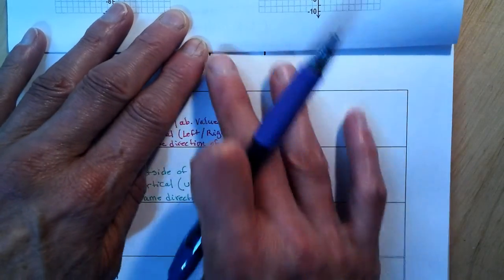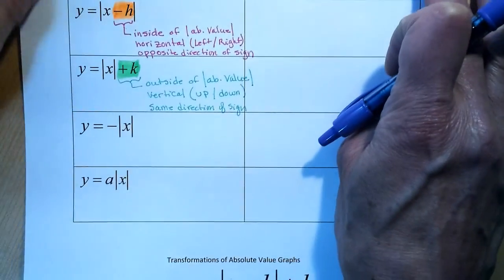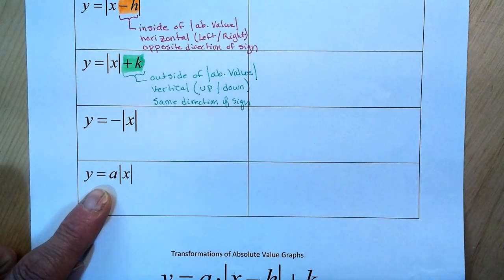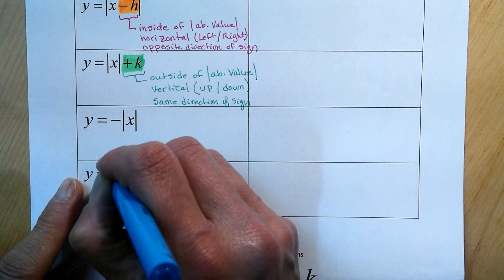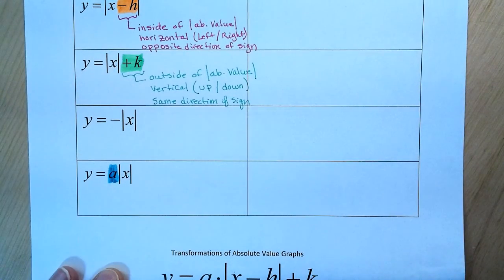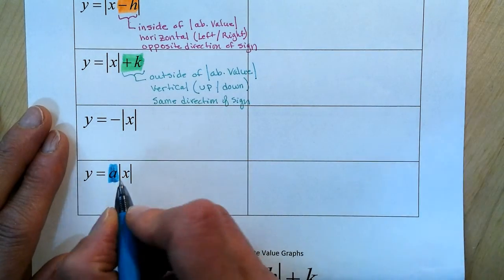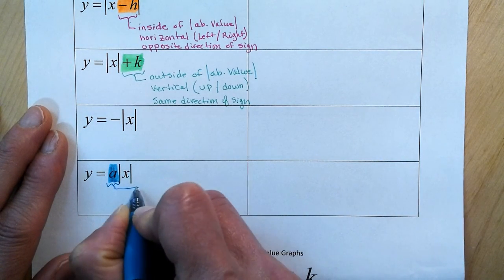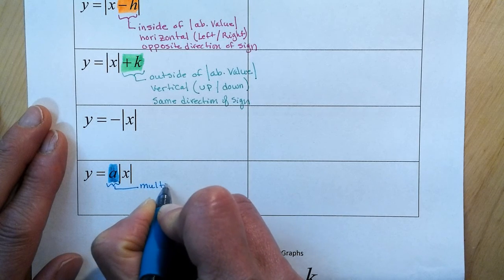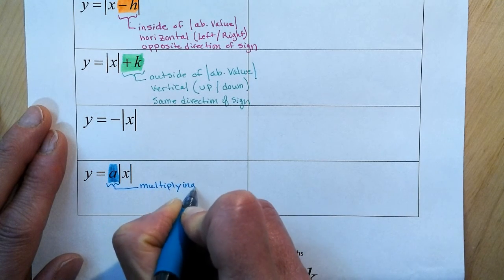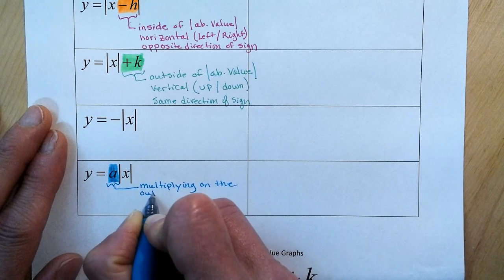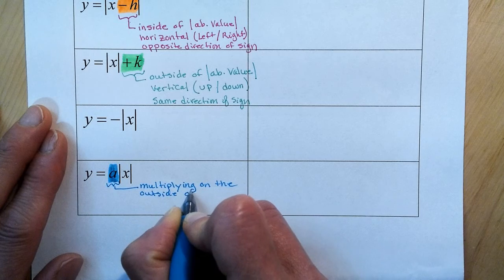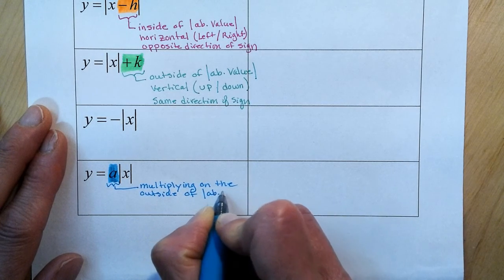So let's go back to this chart. And so what we had looked at was this A, this number here in front. So when I was multiplying by some value, it either did a stretch or a compression. So notice that I'm multiplying on the outside of the absolute value.